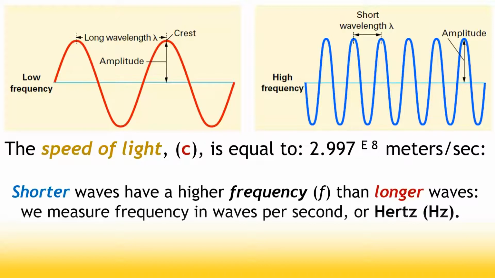We measure the frequency of waves in waves per second, or sometimes we say hertz. But if you have a big wavelength, you'll have a low frequency. Your waves will be longer. If you have a very short wavelength, the waves will be shorter. And so frequency is inversely proportional to the size of the wavelength. That is, if the wavelength is big, the frequency is low. And if the frequency is very high, the wavelength must be small.